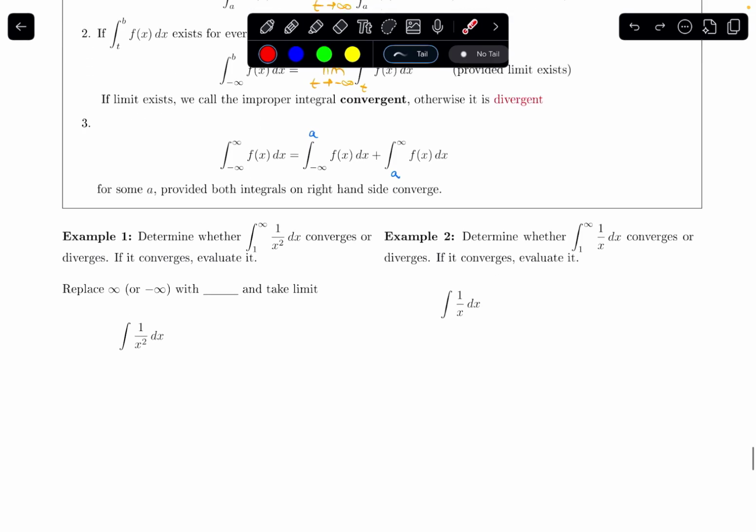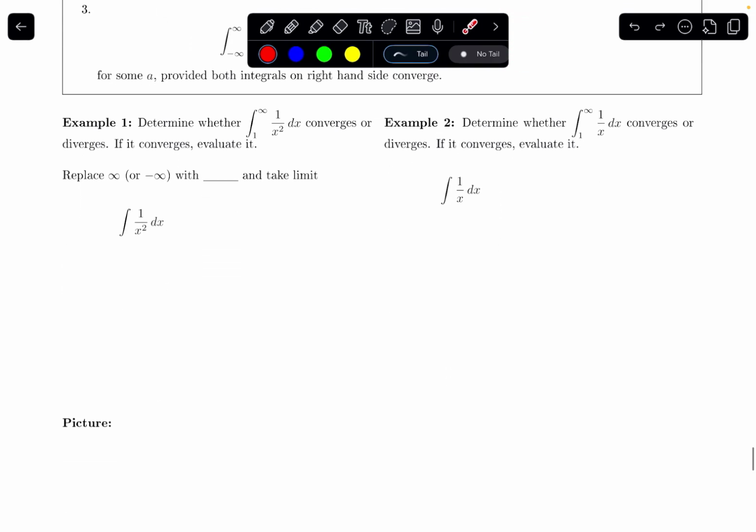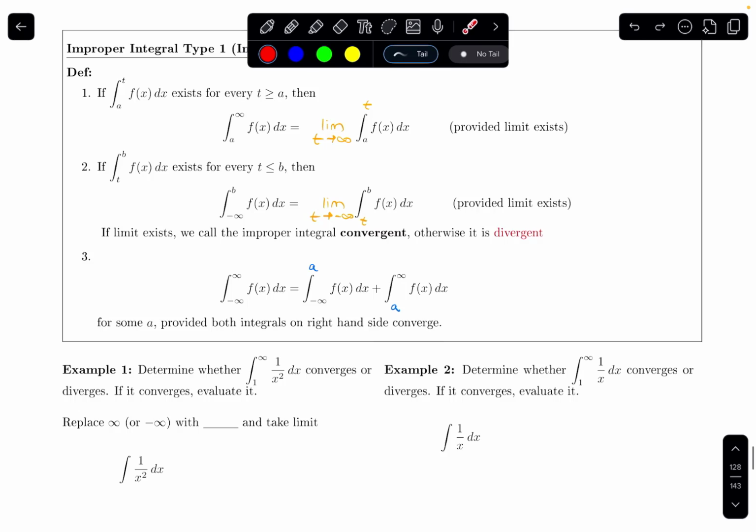Let's apply these definitions. For the first one, I want to determine whether this integral from 1 to infinity of 1 over x squared dx converges or diverges. And if it does converge, evaluate it. So our definition says, first, with those limits of integration, the one at the bottom is fine. But for the one at the top, the infinity, change it to a t, and then take the limit as t goes to infinity.